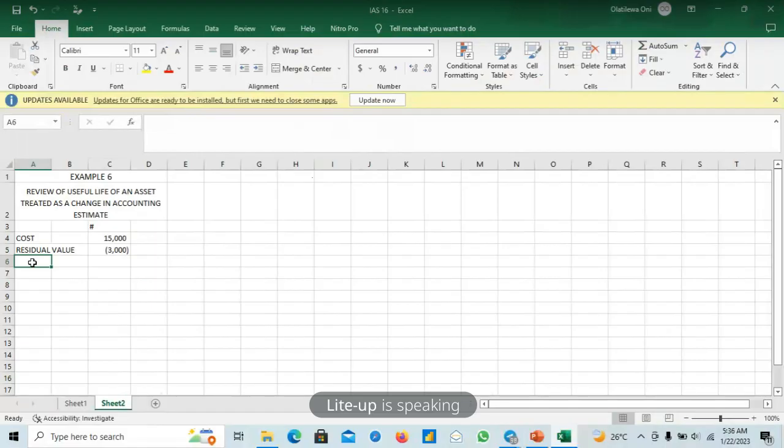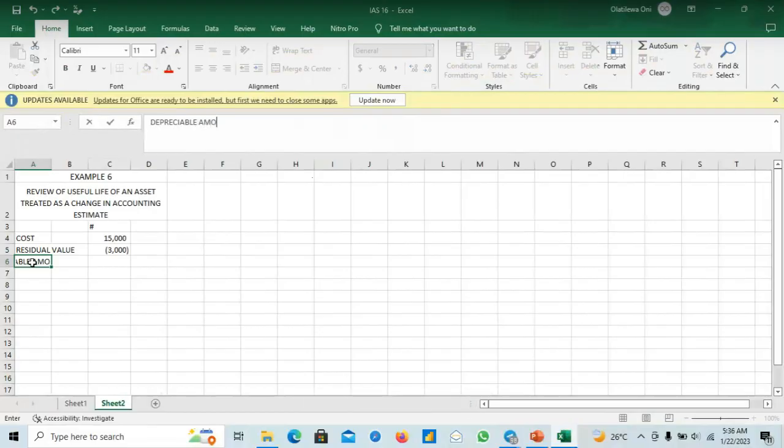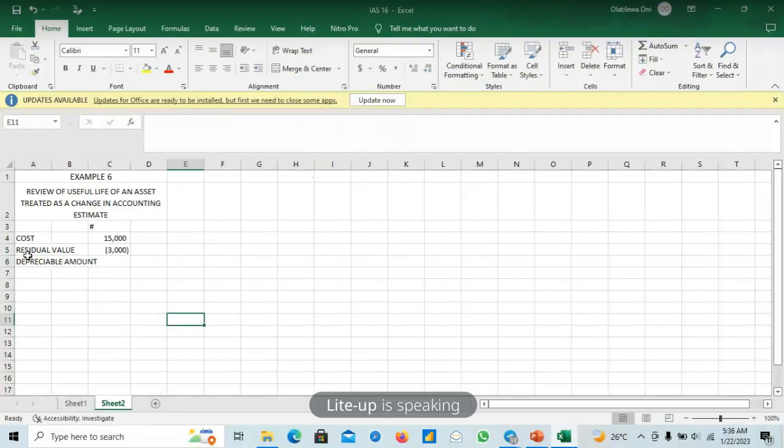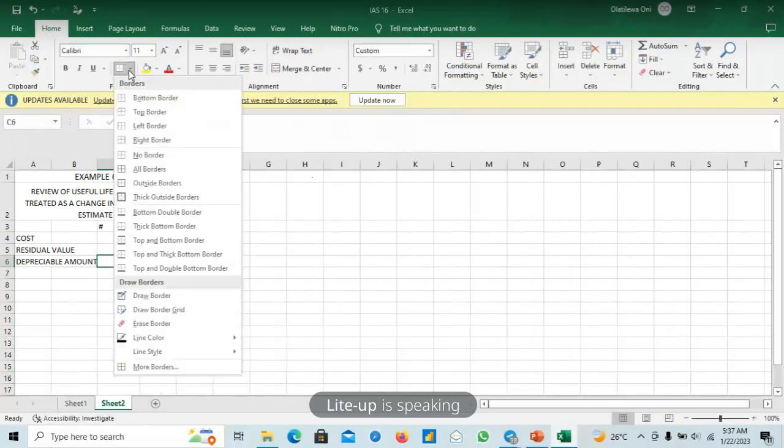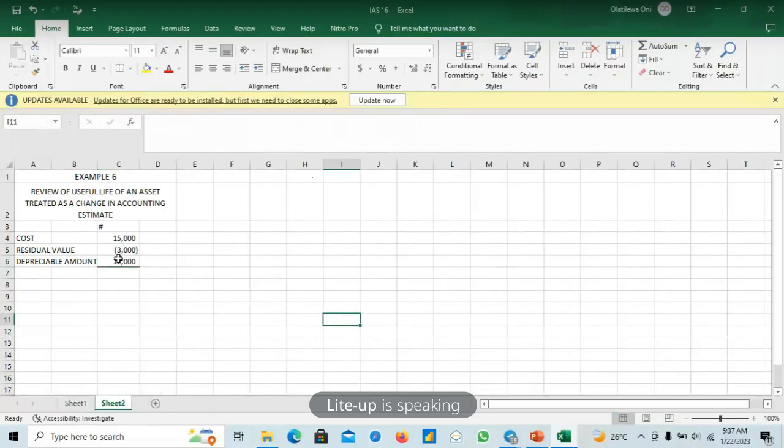So what we are going to have now is the depreciable amount. Based on this information, it's the difference between these two, which is 120,000. That's the depreciable amount, 120,000. Once we arrive at that, we now talk about the useful life of the asset as initially measured.